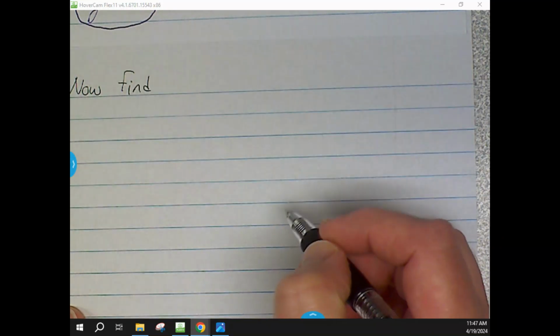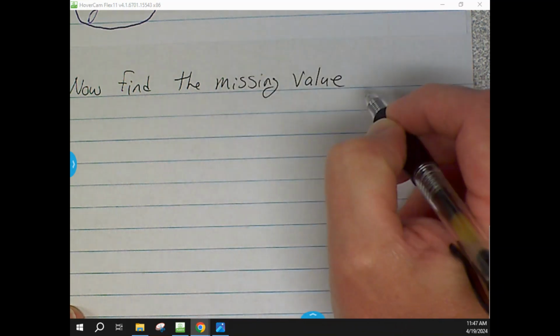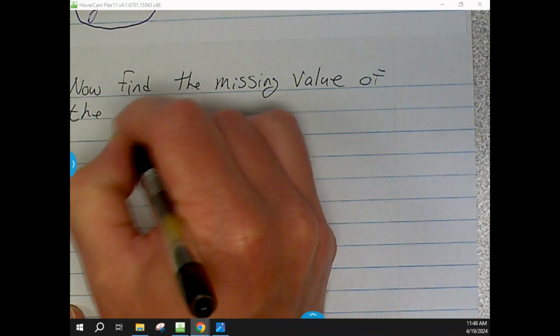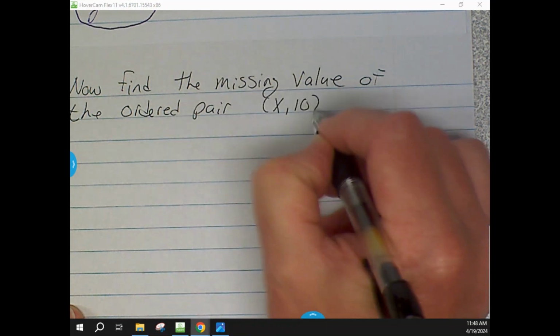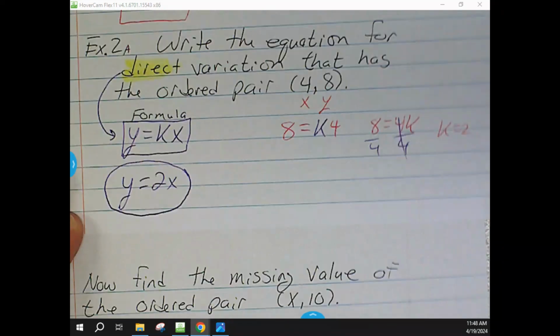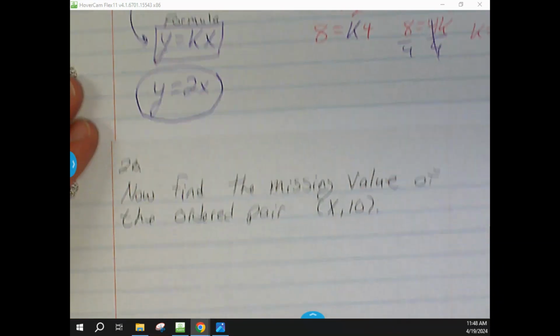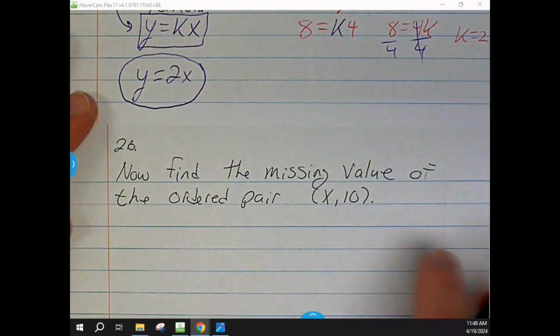Next thing we're going to do is take that same question we've got there, and now we're going to basically do this. Now find the missing value of the ordered pair x, 10. Well, if this is 2, this would be like 2a. You want to think about it this way? So 2a is to find the equation. Now this would be like 2b. So all we're going to do is take that equation we've got, y equals 2x, and then use that to answer this question that we've got here.